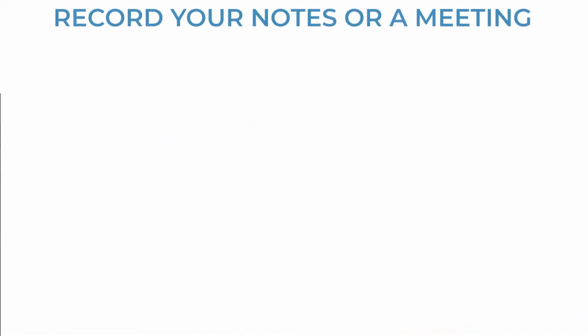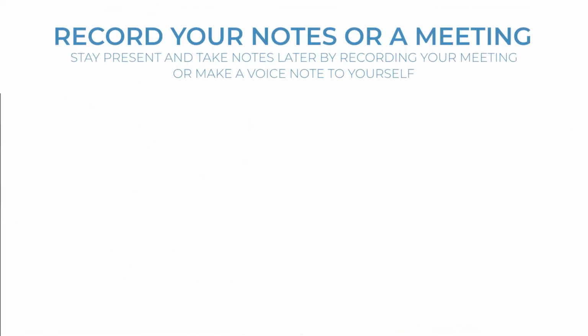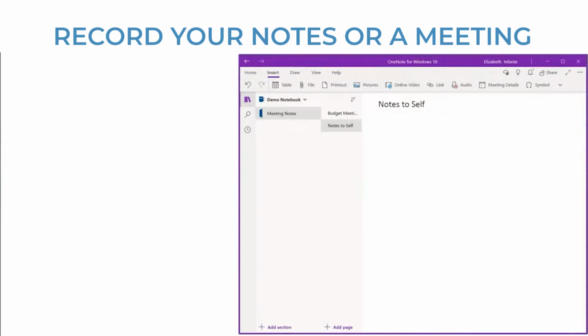So that is one way that you can get your notes together if you like to talk out loud. But another way that you can do is to record your notes for a meeting so you can stay present and not have to worry about taking notes. You can just record it and worry about taking your notes later, or you can make a voice memo to yourself, just talking out loud and getting your ideas out there on paper.